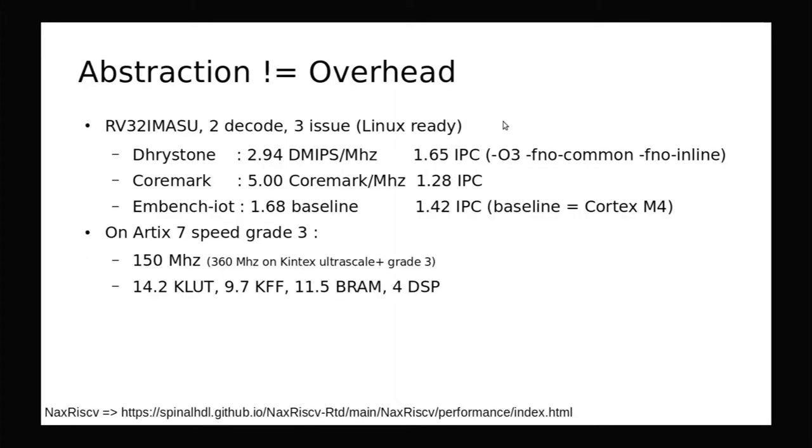And so, coming back to a more general view, abstraction doesn't mean overhead. In the case of NaxRiscv, it got quite decent performance. Keep in mind, it is mostly made to be software-like, and it tries to fit well in an FPGA, and for instance, on an Artix 7, it gets quite close to in-order software frequency. Still quite more resource usage, but it's not too much for that big design.